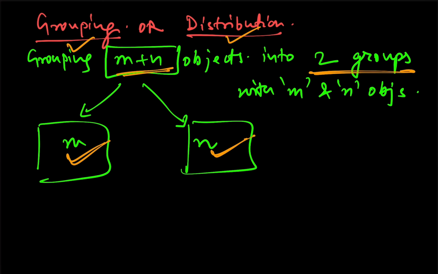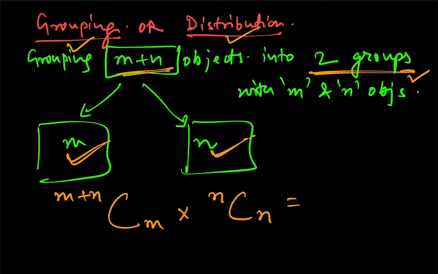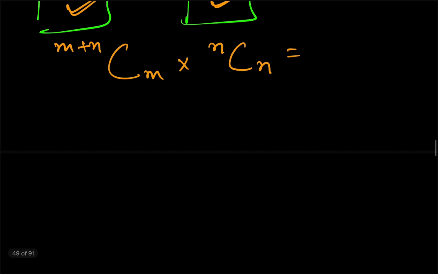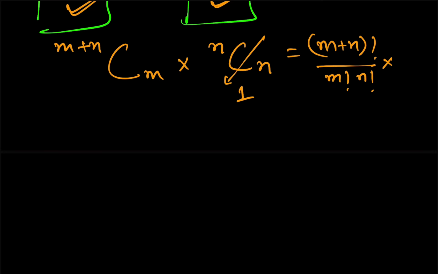So now let's see. What we were saying is that if m+n objects are to be divided into two groups with m and n objects, how will you do this? First, from m+n you select m objects, and then you are left with only n objects, and you can select those n objects. So this is the only possibility. Now let's simplify this. You can simplify it as (m+n) factorial by m factorial into (m+n-m) factorial, which gives n factorial, and the remaining part is actually 1.